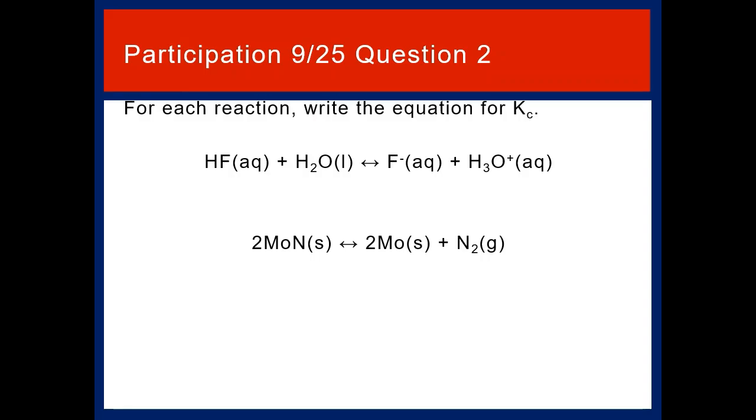When you're writing equations for Kc, if you're writing in the Blackboard text editor, don't worry too much about subscripts, superscripts, numerators, denominators. Just get the right thing. Now, if you're handwriting, like you will on the test, all the formatting needs to be correct. But it's those two reactions: hydrofluoric acid and water make fluoride and hydronium, and then molybdenum nitride makes molybdenum and nitrogen.